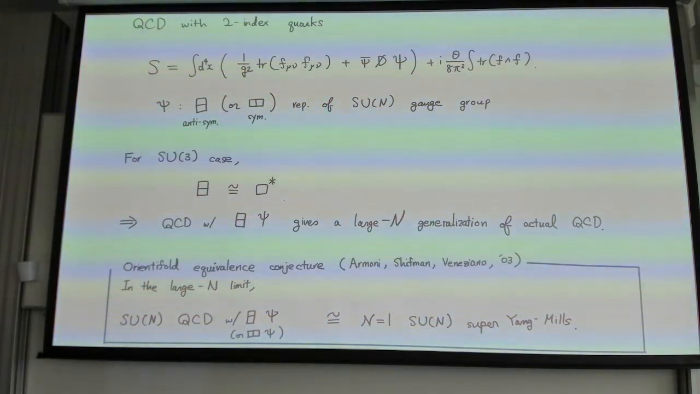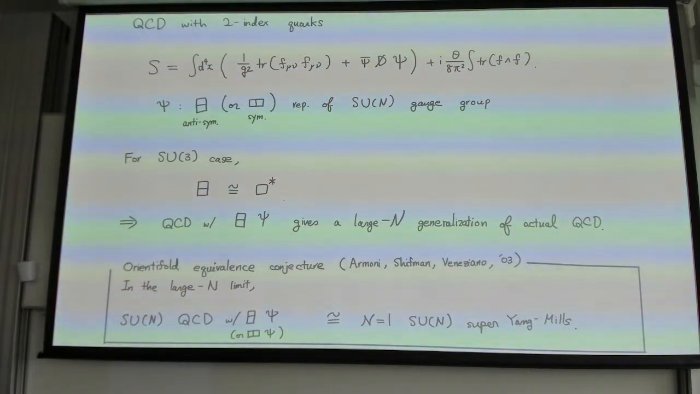But the difference is that this Dirac fermion psi now does not belong to the fundamental representation of the SU(N) gauge group, but to some two-index anti-symmetric or two-index symmetric representation. And maybe I will focus on the anti-symmetric case.